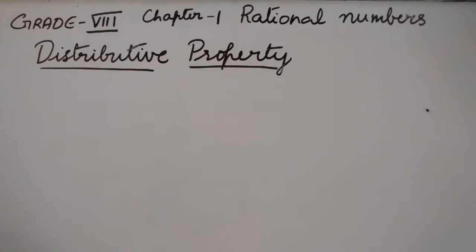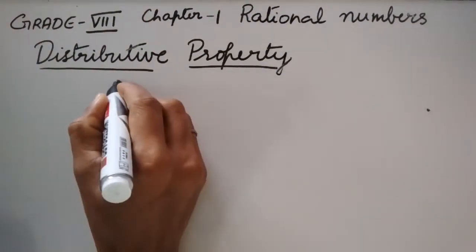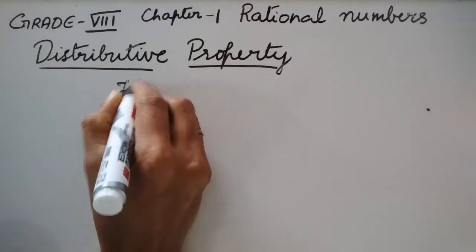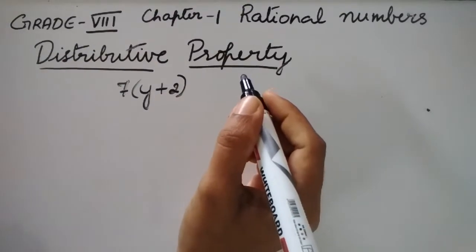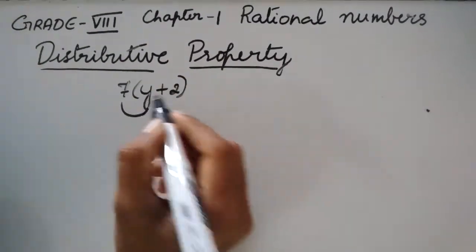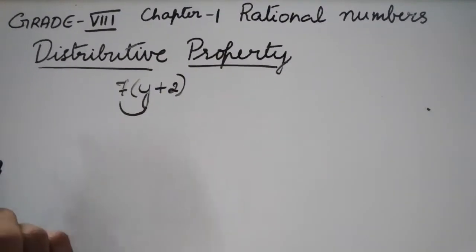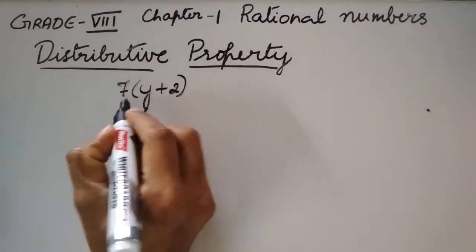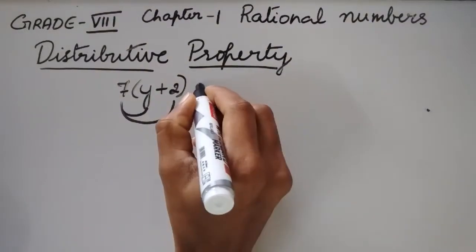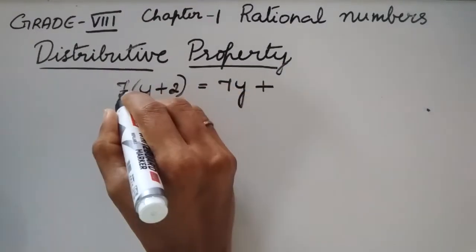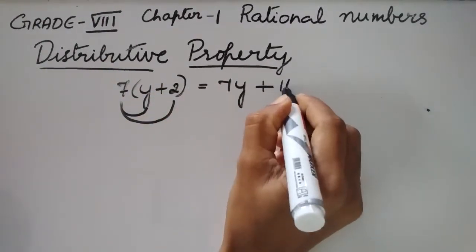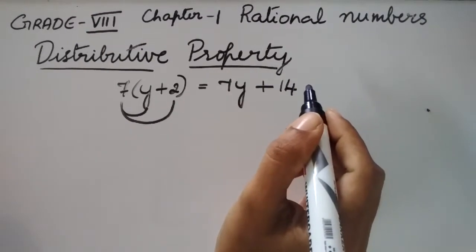Now what is this distributive property? Suppose I have a number 7 into y plus 2. I will multiply 7 with y and 7 with 2. So I get 7 into y, that is 7y, plus 7 into 2 is 14. So this is distributive property.